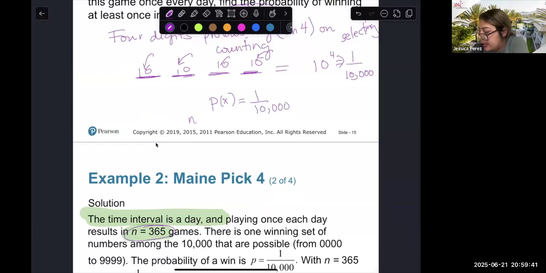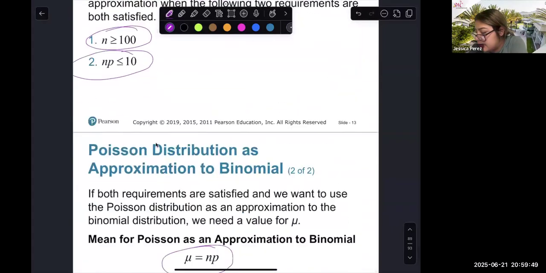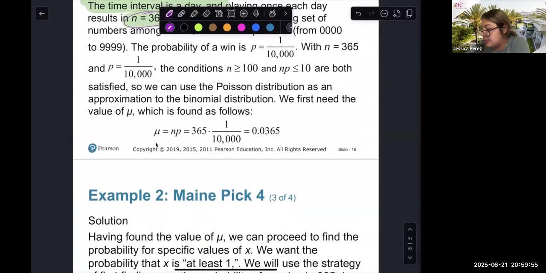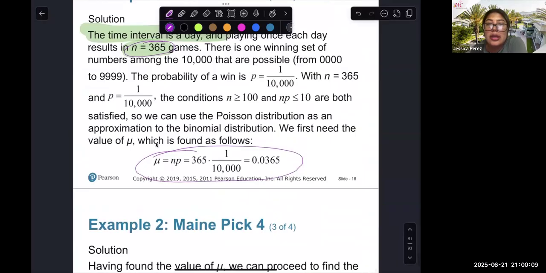So then we can say that n is greater than or equal to 100 and n times p is going to be less than or equal to 10. So let's test that. We find the mean, n times p, 365 times 1 over 10,000, and we get 0.0365. We know that n is greater than or equal to 100, and n times p is 0.03, which is less than or equal to 10. So both conditions are satisfied.